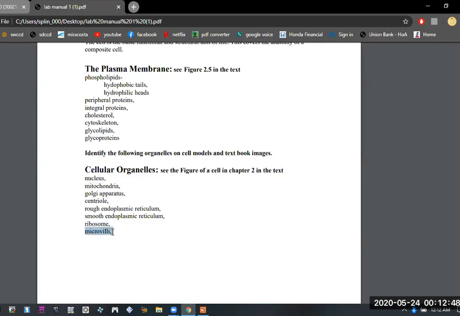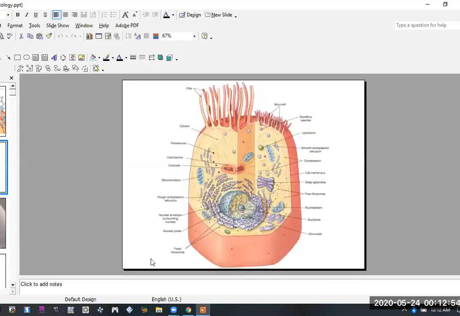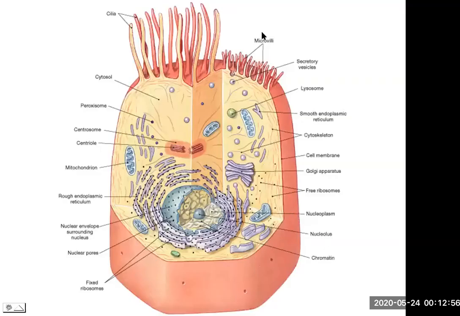And microvilli are not seen on this model. So that's one of the reasons we need this textbook figure. And we can see the labeling here. These numerous shorter extensions are the microvilli. And again, all those other same parts quickly.